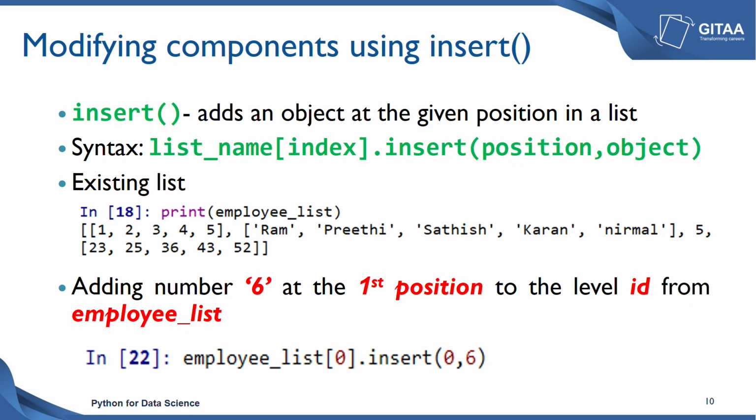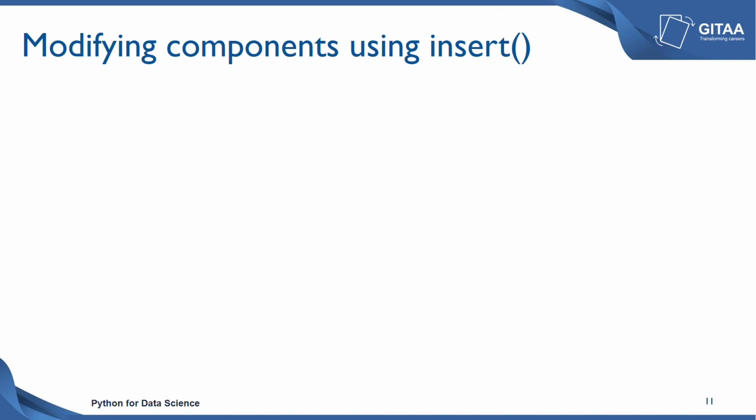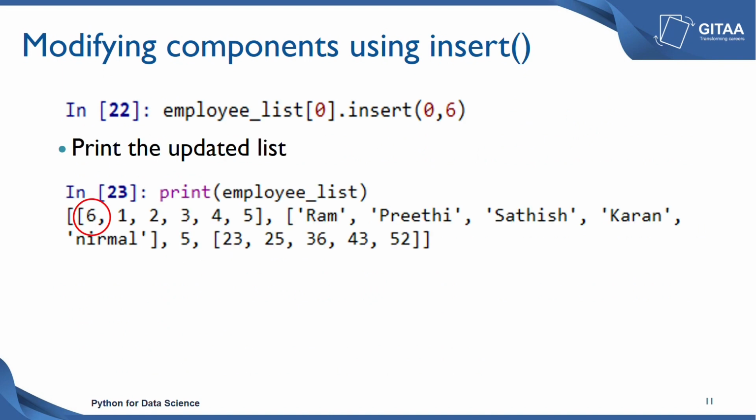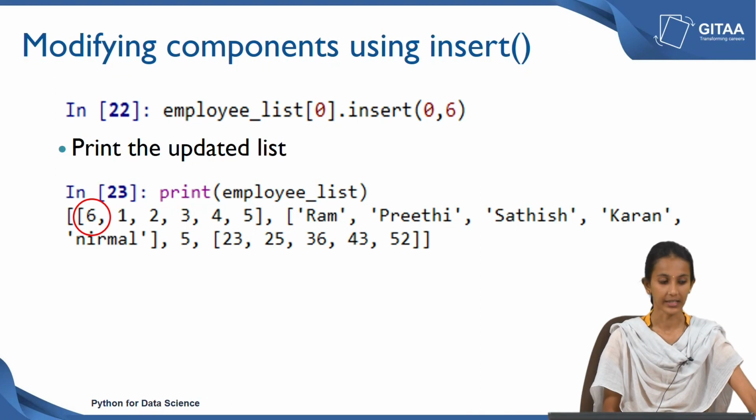In Python, indexing starts from 0 to n minus 1. I wanted to add the value of 6, so in the object I will specify 6. If you print the updated list, 6 will be placed at the first position in the ID list, and the remaining will be the same.